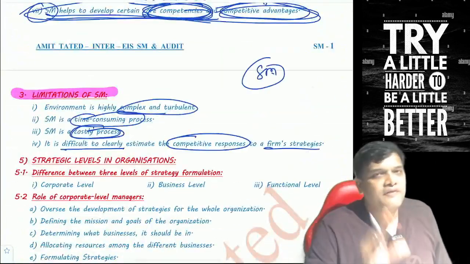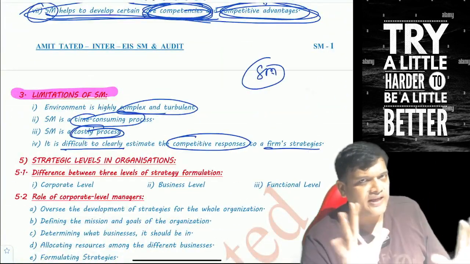Okay, so the 3 questions were covered in SM. What are the 3 questions we did in SM? First is objective, second is benefit, third is limitation. So I do think everybody is clear.